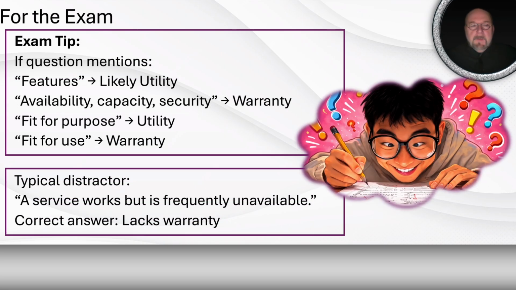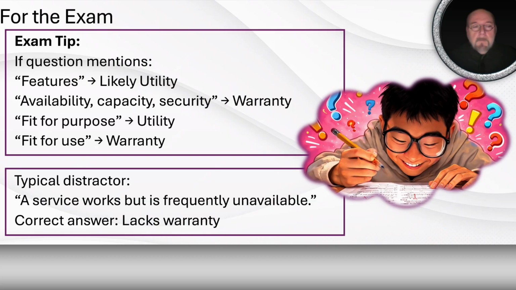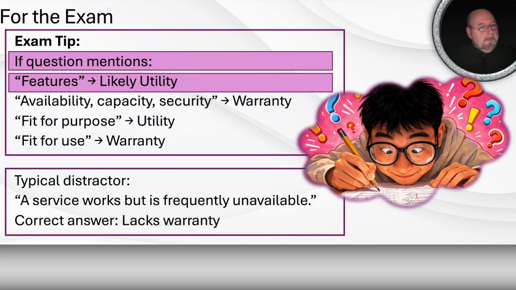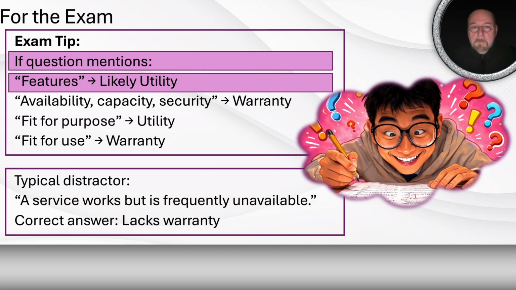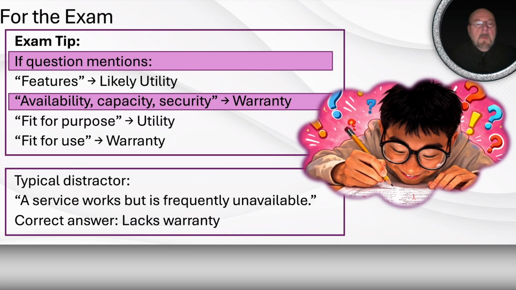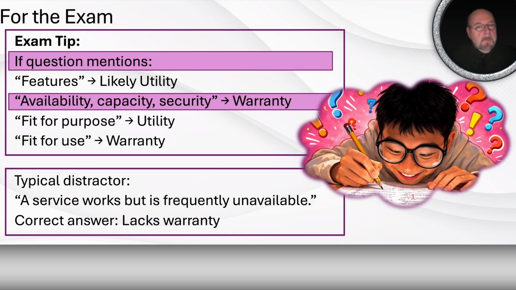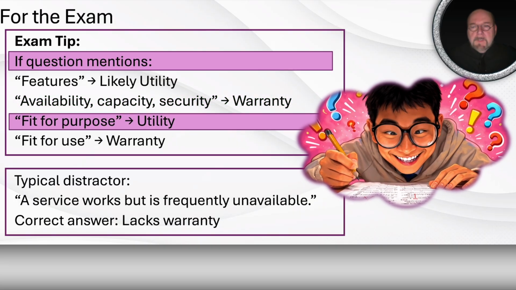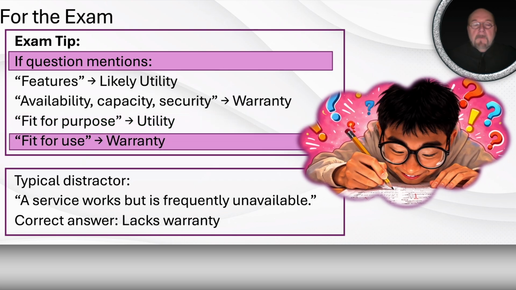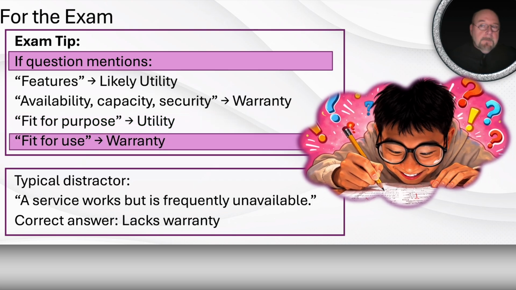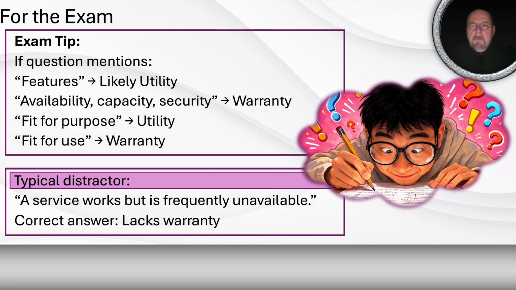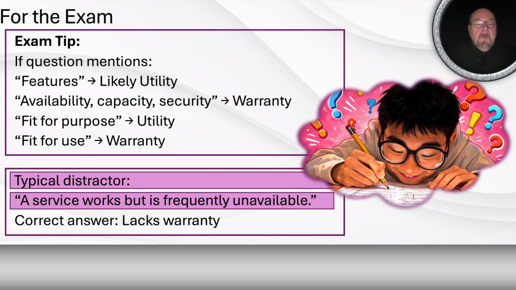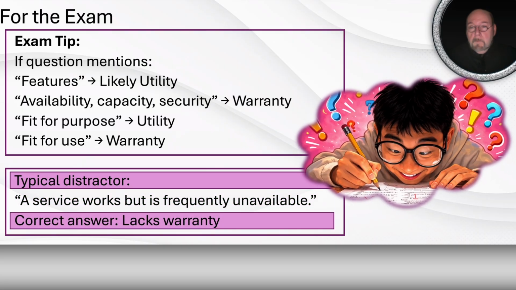Now, if you're going to sit the exam, here's some hints. If a question mentions features, the word features, almost for sure it's talking about utility. If it mentions availability or capacity or security, it's almost certainly talking about warranty. If it says something like fit for purpose, that's utility. And if it says fit for use, that's warranty. And a lot of questions have a distractor, one that's trying to trick you. A service works but is frequently unavailable. It's lacking in warranty.